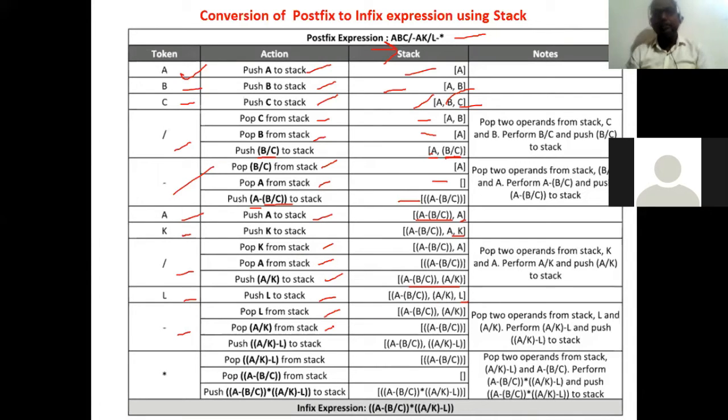So what you need to write out? A divided by K minus L. So you have to write out A divided by K minus L. So again, next thing you need to add to the stack. So again, we pushed it onto the stack.